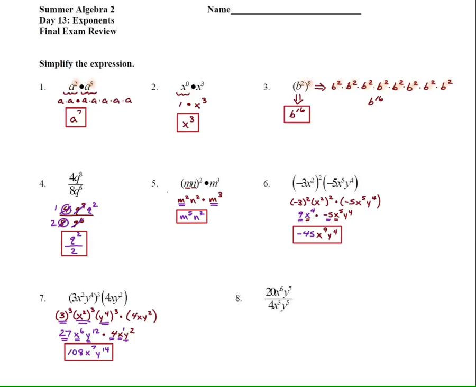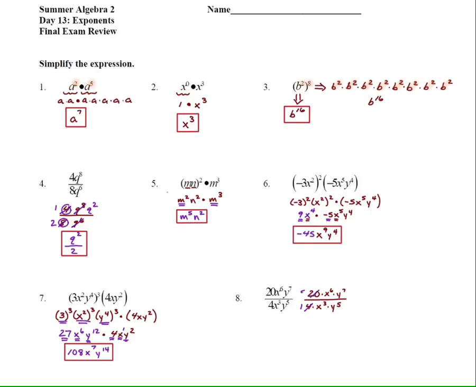Number 8 is a division of two variable and numerical parts. So what I like to do is think about, I'm going to write it, but this is really what I'm thinking about. 20 times x to the 6th times y to the 7th over 4 times x to the 3rd times y to the 5th, and then I'm going to reduce the corresponding parts. So reduce the numerical part, reduce the x's, reduce the y's.